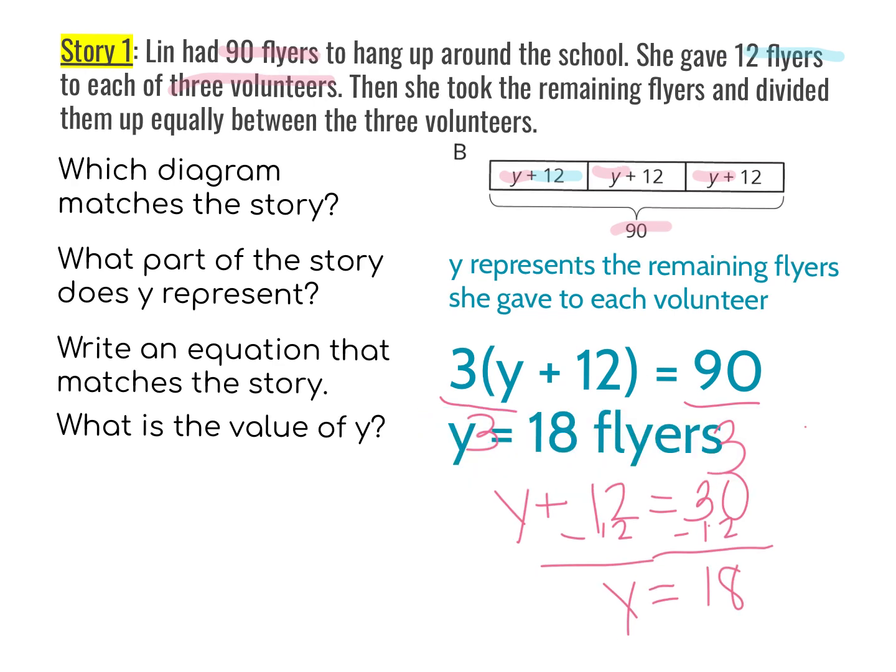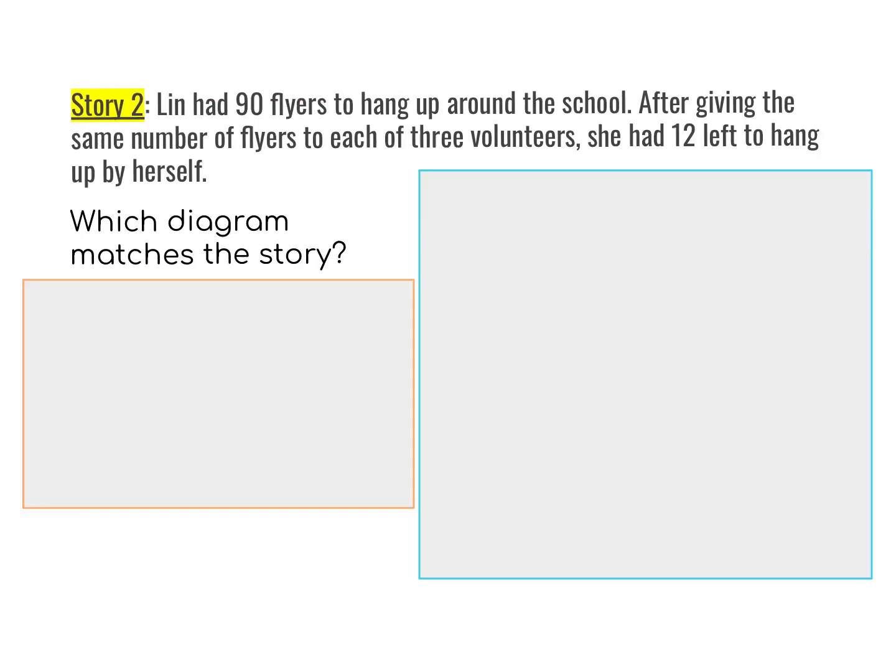So just to review, we divided 90 by 3 because there are 3 volunteers. We wanted to figure out how much each volunteer has, which is where we got our 30. And so we have an unknown amount plus the 12 flyers equals 30 flyers. We subtract the 12 to figure out that unknown amount, which gave us our 18 flyers.